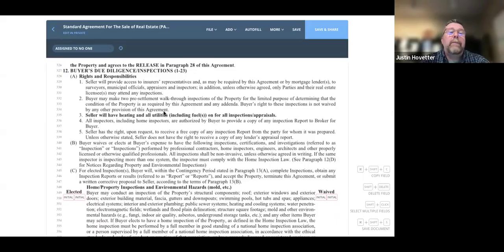So the buyer's due diligence and inspections, what I call the due diligence menu. Here's your rights and responsibilities. The seller will provide access to the insurer's representatives, and as may be required by this agreement or by mortgage lenders, to surveyors, municipal officials, appraisers, and inspectors. In addition, unless otherwise agreed, only parties and their real estate licensees may attend any inspections.